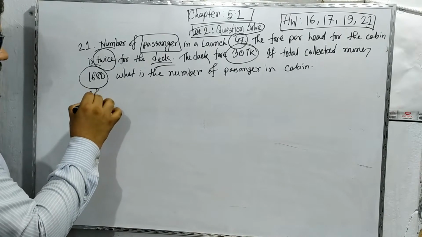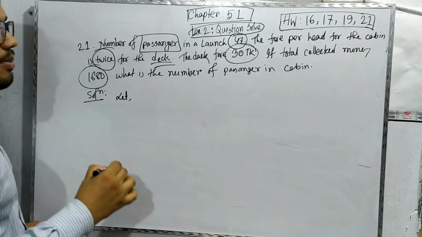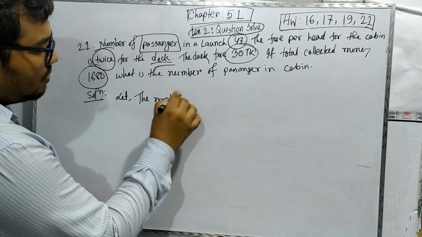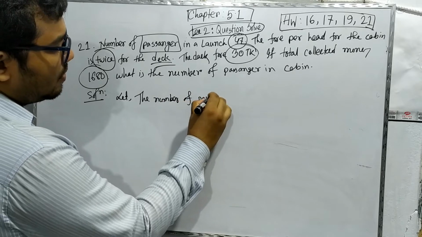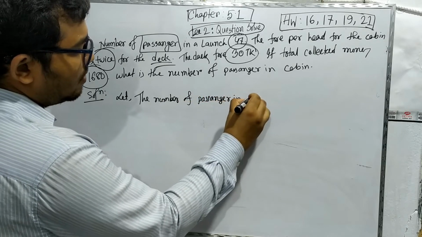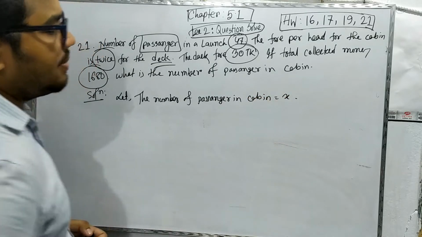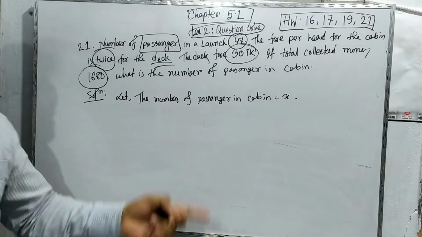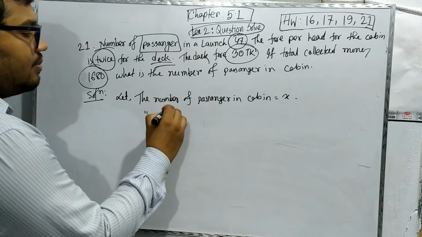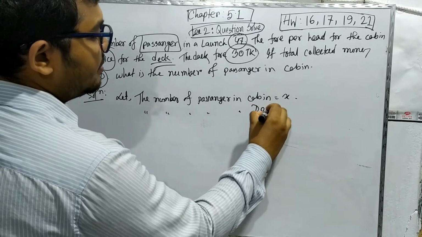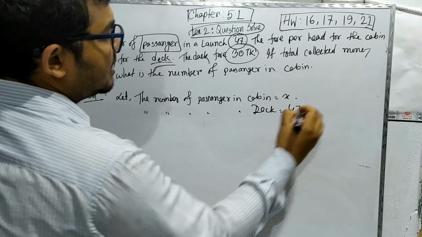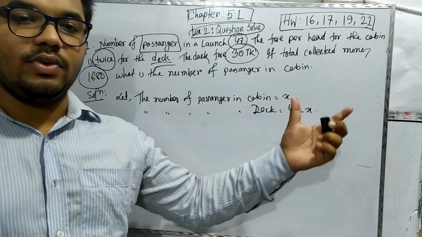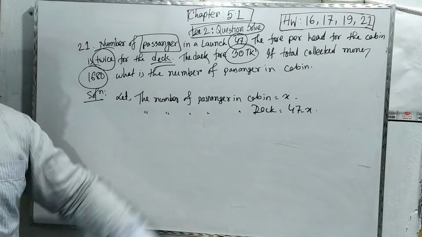So let the number of passengers in the cabin be x. If the number of passengers in the cabin is x, then what will be the deck? Deck will be 47 minus x. The number of passengers in the deck will be 47 minus x, isn't it? Because our x persons are already in the cabin, so all the other passengers must stay in the deck, so it will be 47 minus x.